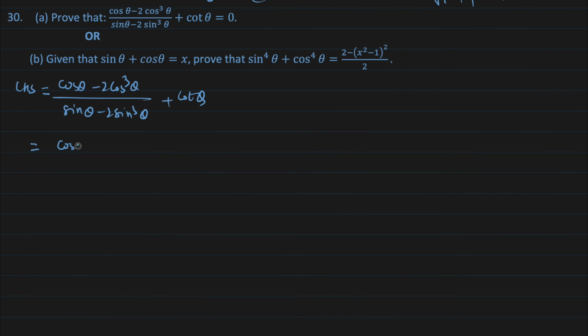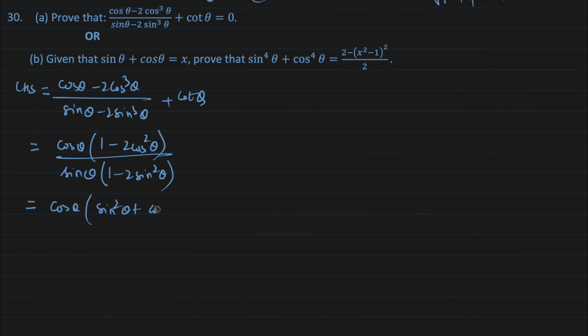I can take cos theta common, 1 minus 2 cos square theta. Here also sine theta common, 1 minus 2 sine square theta. Okay, here I have taken common. Next step, what I can do is I can write 1 as sine square theta plus cos square theta, right? Because you know sine square theta plus cos square theta is 1. So minus 2 cos square theta over sine theta, and this one again I'll change.